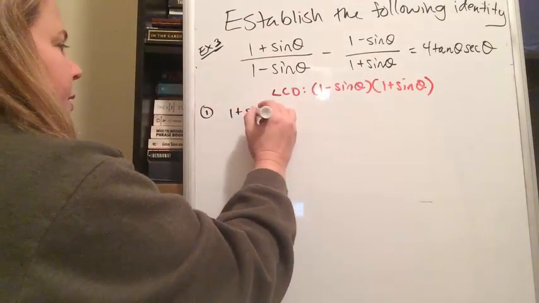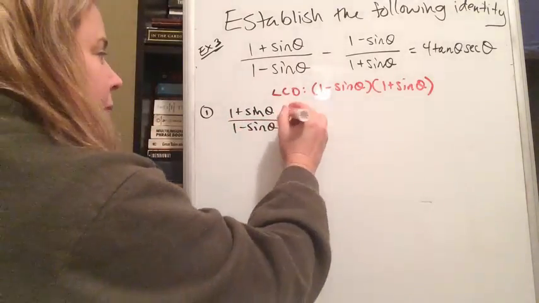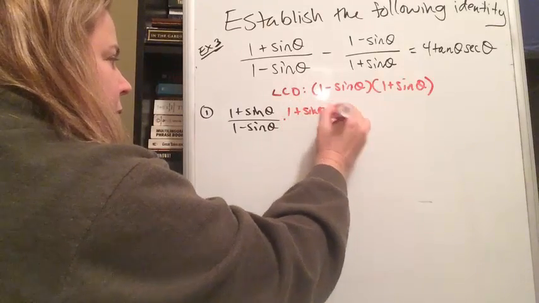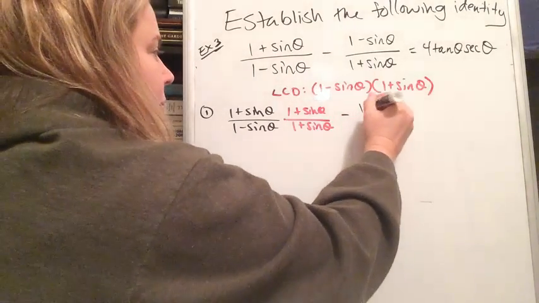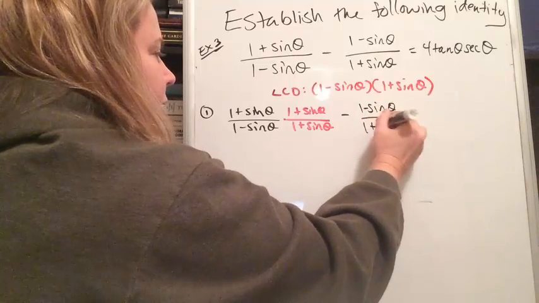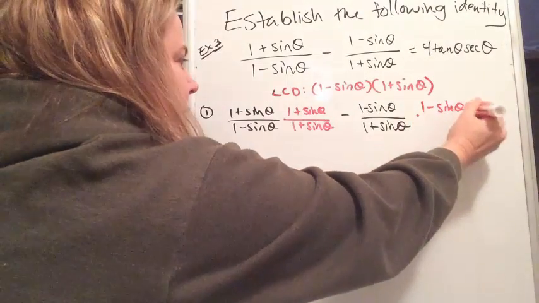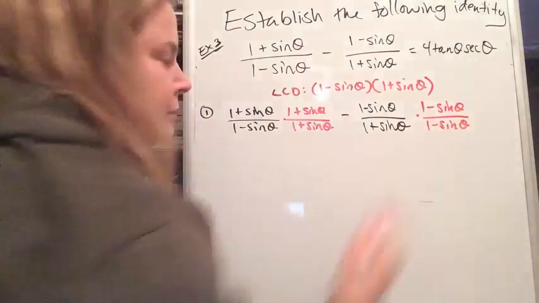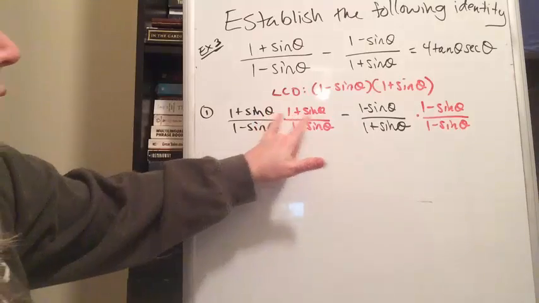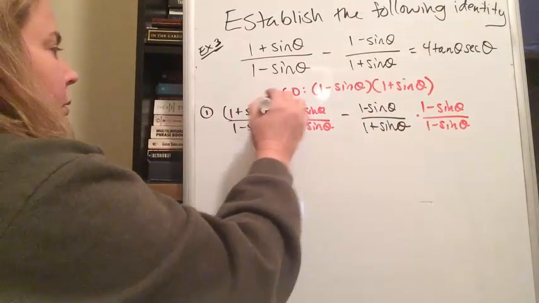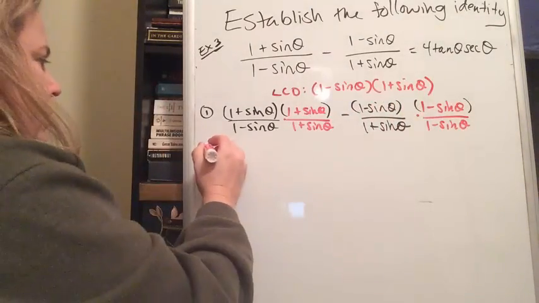So we've got 1 plus sine theta over 1 minus sine theta, and this gets multiplied by 1 plus sine theta over 1 plus sine theta, minus 1 minus sine theta over 1 plus sine theta, and that's getting multiplied by 1 minus sine theta over 1 minus sine theta. All right, so why don't we go ahead and FOIL this out and FOIL that out. This would have parentheses. Okay, so let's do that.